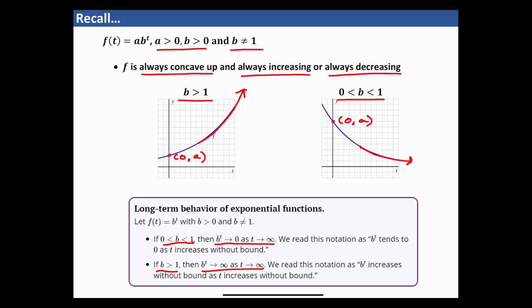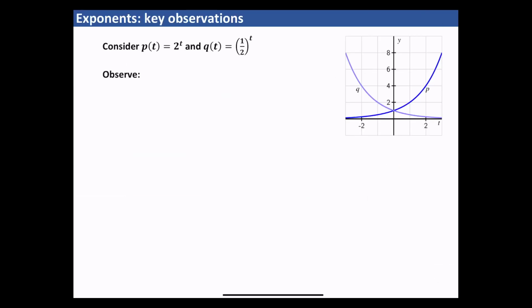From our previous study of transformations, we also know that when a is less than 0, the graph is reflected across the x-axis. In a future video, we will specifically identify how transformations across the x-axis affect the graph of f of t equals ab to the power of t. But in this video, we will focus on reflections across the y-axis.